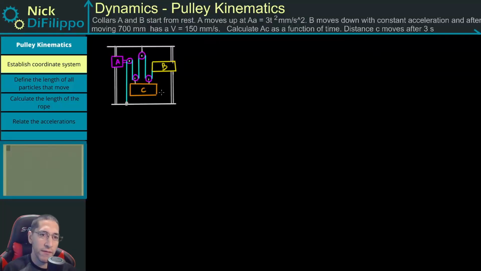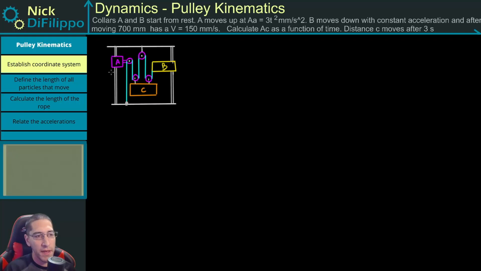In this problem, we have a pulley system, and this pulley system consists of one rope. It has one rope that connects a collar at A, a weight at C, and a collar at B. So what happens is these collars A and B are allowed to move up and down along this rod right here. And what we want to do is figure out an expression for the acceleration of C. And then we want to figure out how far C moves after 3 seconds.